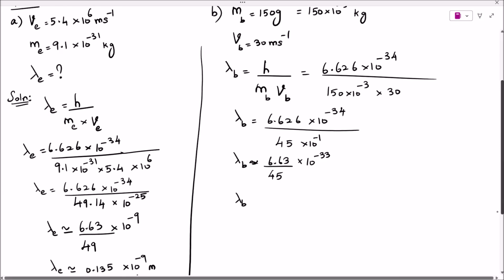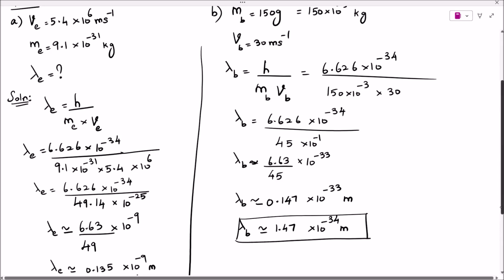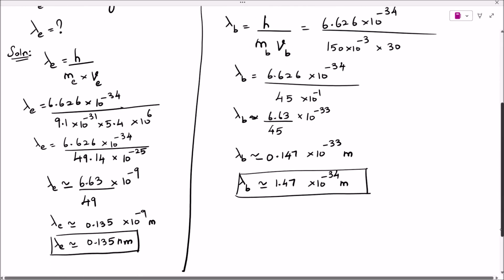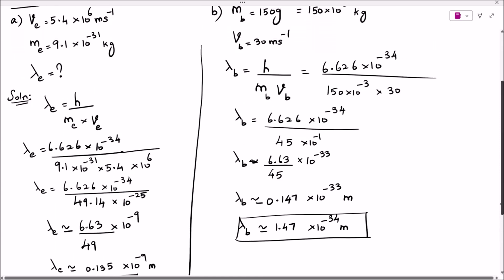What is the division of 6.63 by 45? It is 0.147 × 10^-33 meter. It can be further written as 1.47 × 10^-34 meter. That's all. So we have calculated the wavelength of the electron as 0.135 nanometer and the wavelength of the ball as 1.47 × 10^-34 meter. Thank you.